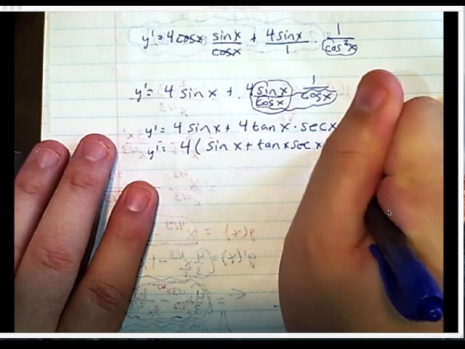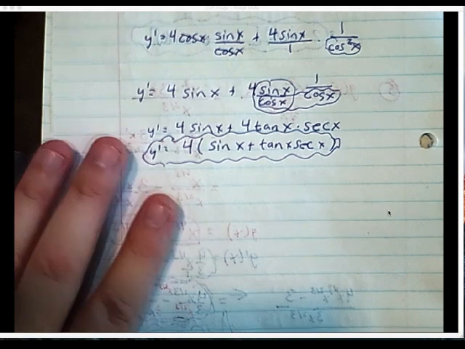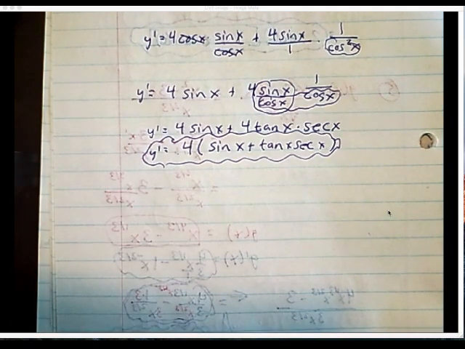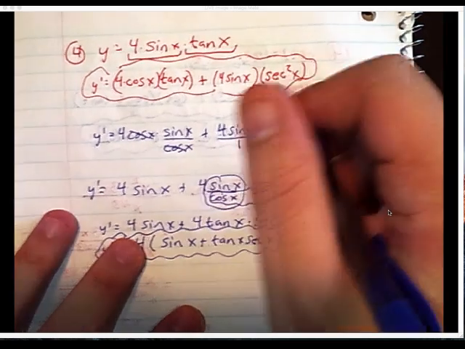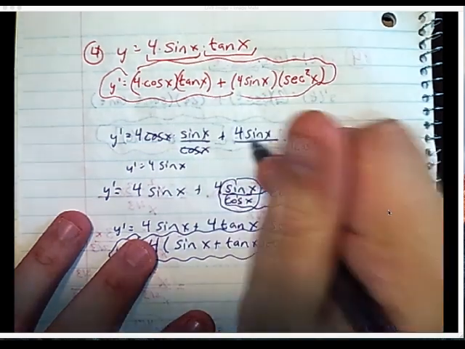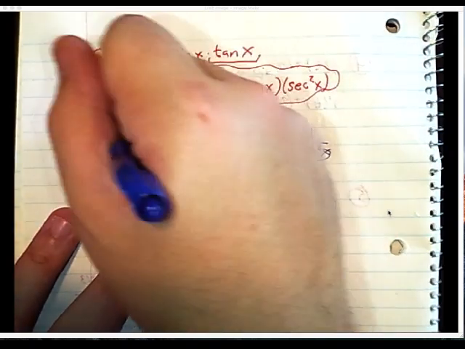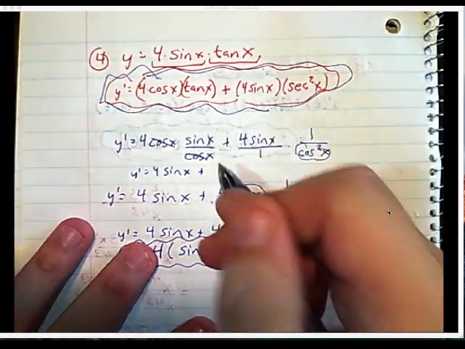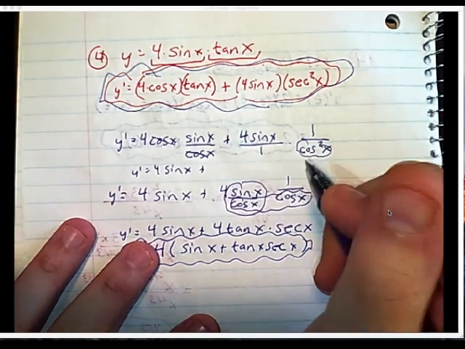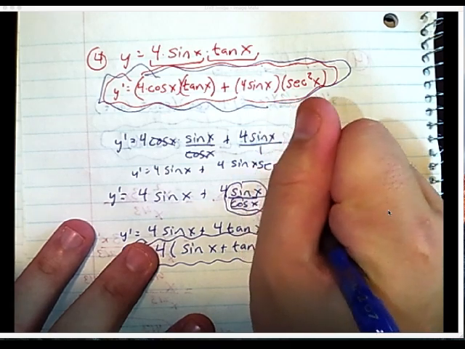Just depends. Your real goal if you see a problem like this on multiple choice is to keep going until you find an answer that matches one of the options that they give you. Okay. Like really here, they could have left the answer like this. They could have said right here 4 sine of x plus, or really right here. Okay. They probably would have taken it one more step and said 4 sine of x plus 4 sine of x secant squared of x.